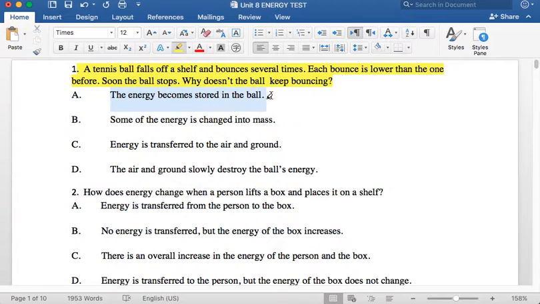A. The energy becomes stored in the ball. B. Some of the energy is changed into mass. C. Energy is transferred to the ground and air. D. The air and ground slowly destroy the ball's energy.